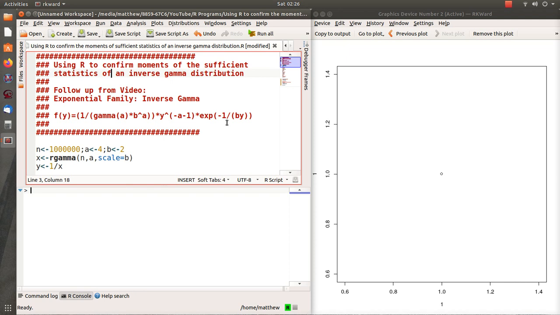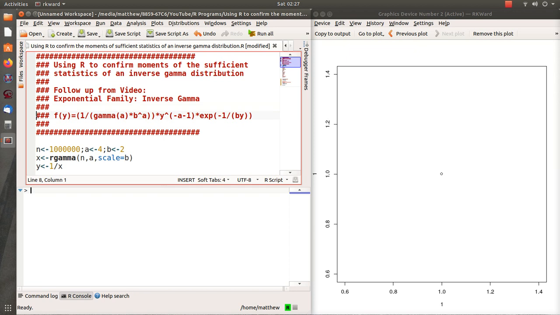Hello, in this video we're going to use R to confirm the theoretical calculations that we did in another video. This video that I just put out, called Exponential Family Inverse Gamma, where we calculated the mean and the variance and the covariance of the sufficient statistics of an inverse gamma. And one thing that I like to do is always try to confirm the theoretical results based on simulations.